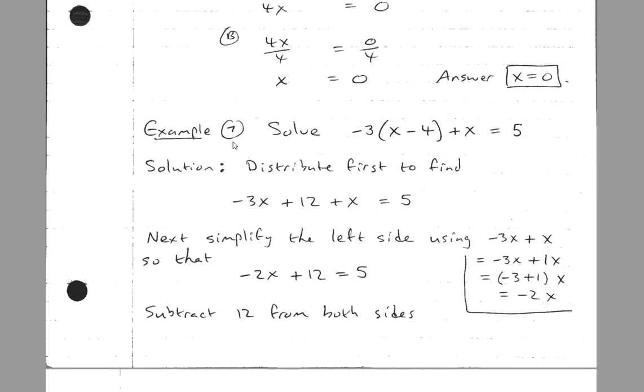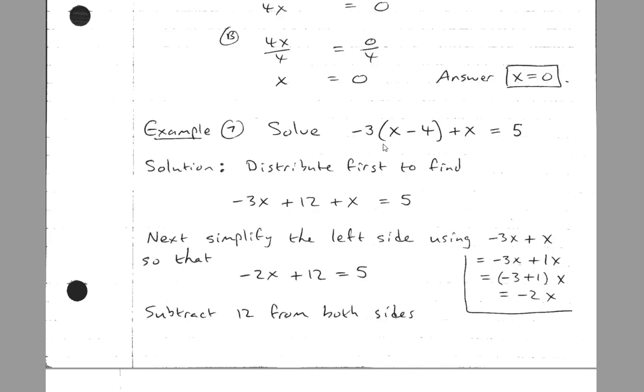Okay, one more of these. So this time we have a negative number on the outside. Example 7. Negative 3 times x minus 4 in parentheses plus x is equal to 5.